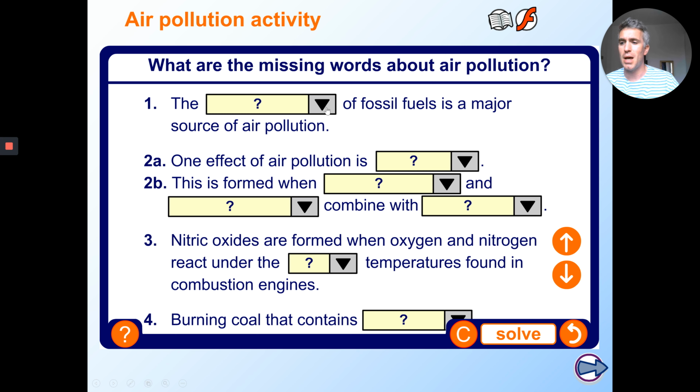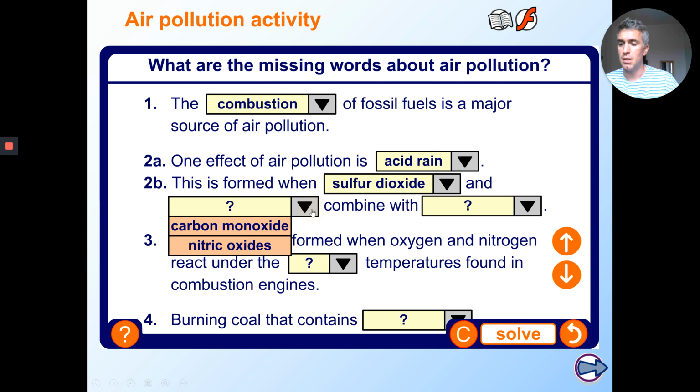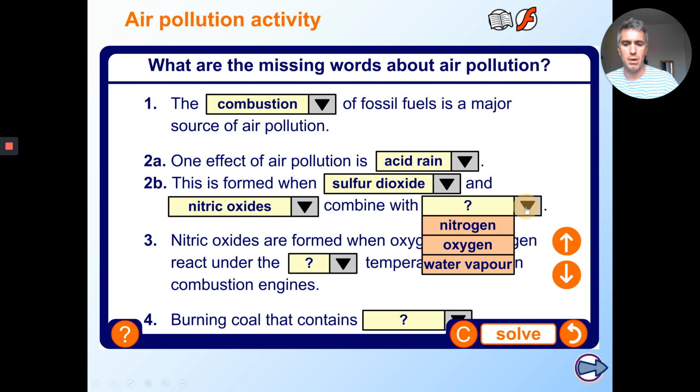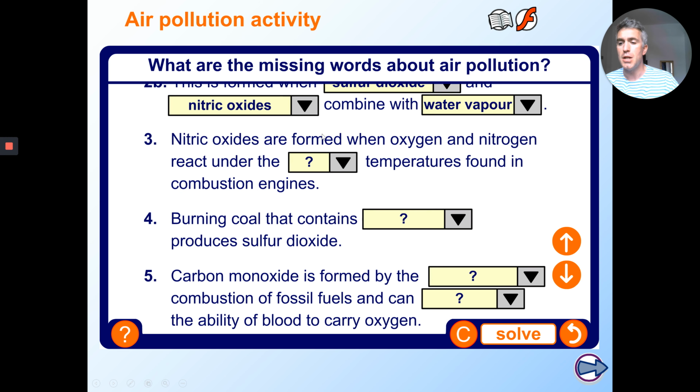What are the missing words about air pollution? The something of fossil fuels is a major source of air pollution. Is it combustion or respiration? Combustion. One effect of air pollution is acid rain. This is formed when sulfur dioxide and nitric oxides combine with water vapor. Nitric oxides are formed when oxygen and nitrogen react under high temperatures found in combustion engines.